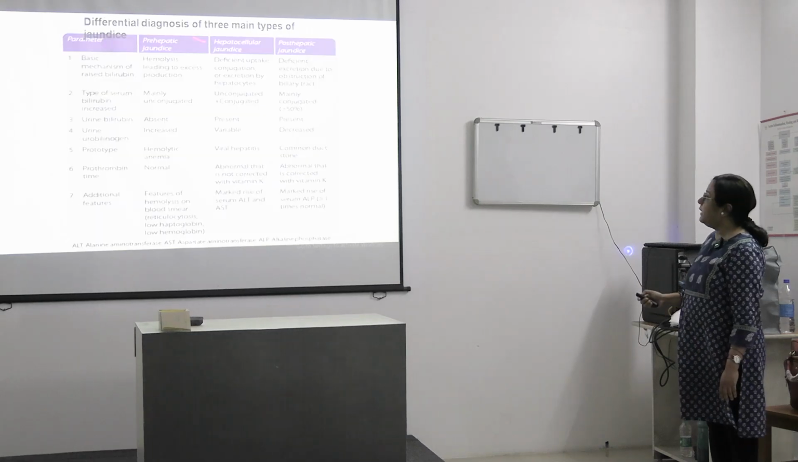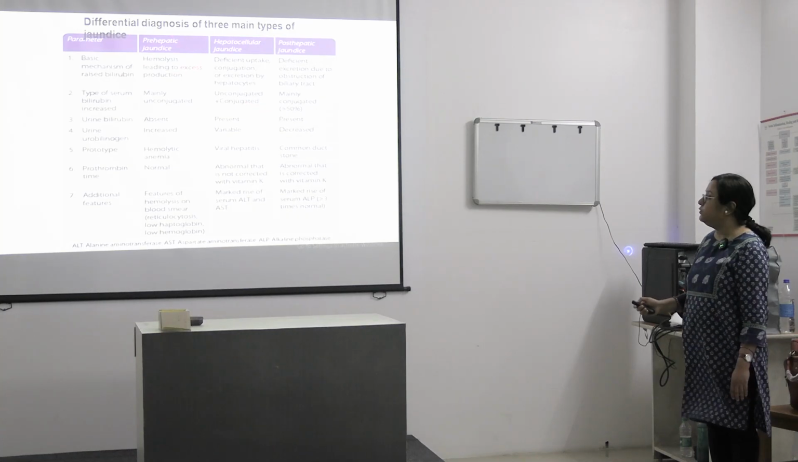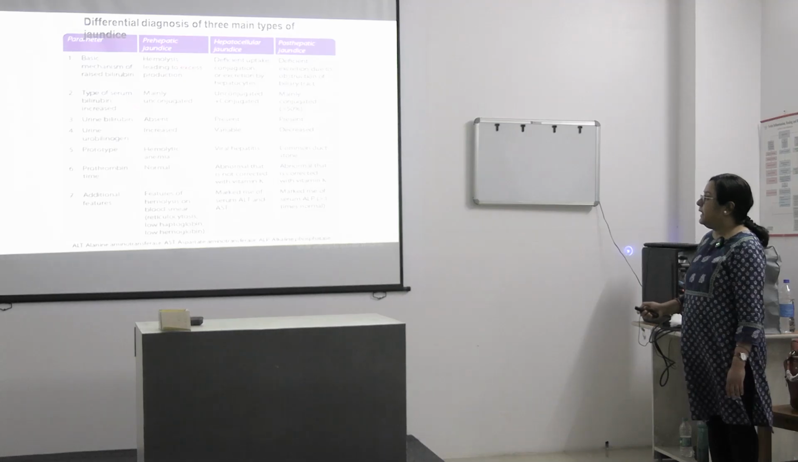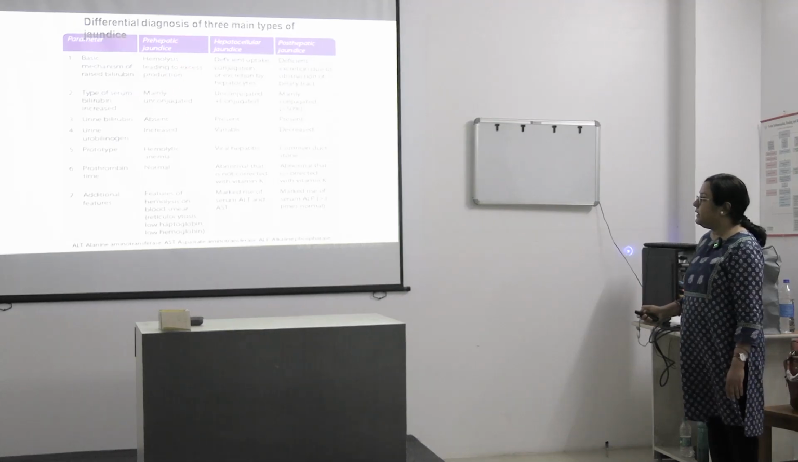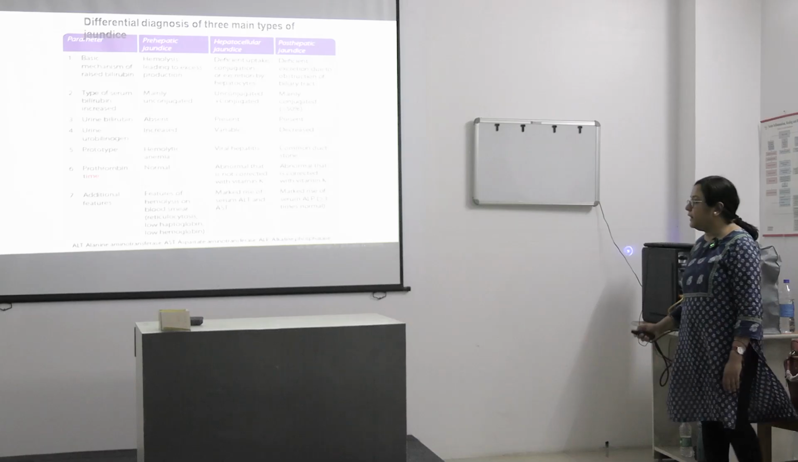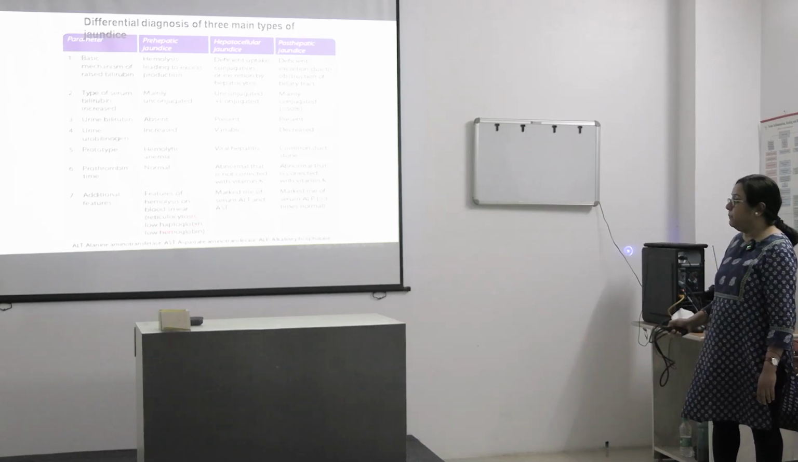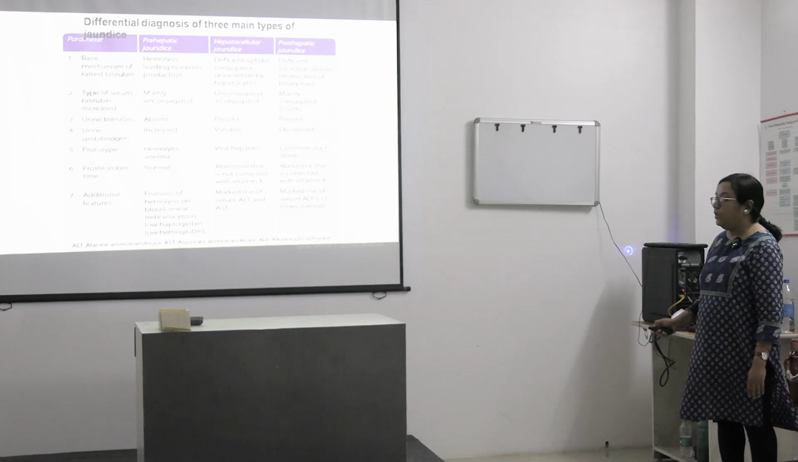Next is how we can diagnose the three types of jaundice. The most important cause in prehepatic is hemolysis leading to excess production. It is mainly unconjugated. Urine urobilinogen is increased and prothrombin time is normal. The additional features that can be found are reticulocytosis, this is very important, low haptoglobin and low hemoglobin.